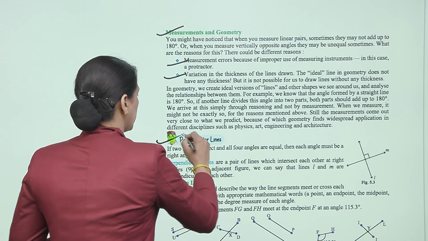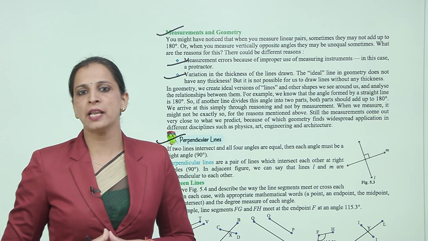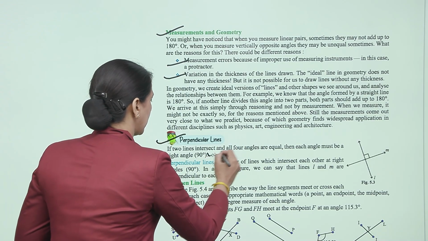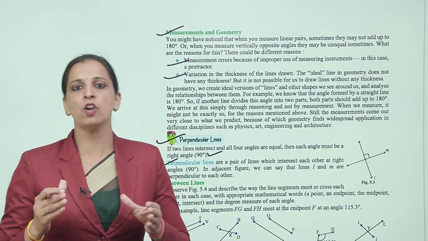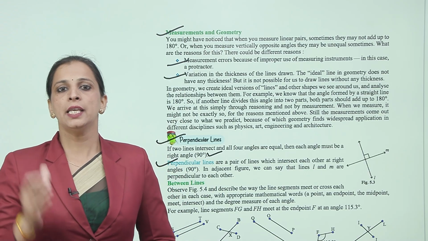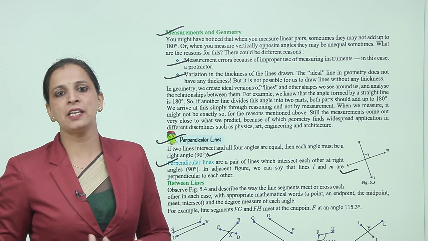Now, next is perpendicular lines. If two lines intersect and all four angles are equal, then each angle must be a right angle, that is 90 degrees. Perpendicular lines are a pair of lines which intersect each other at a right angle, that is 90 degrees. In the adjacent figure, we say that lines L and M are perpendicular to each other.